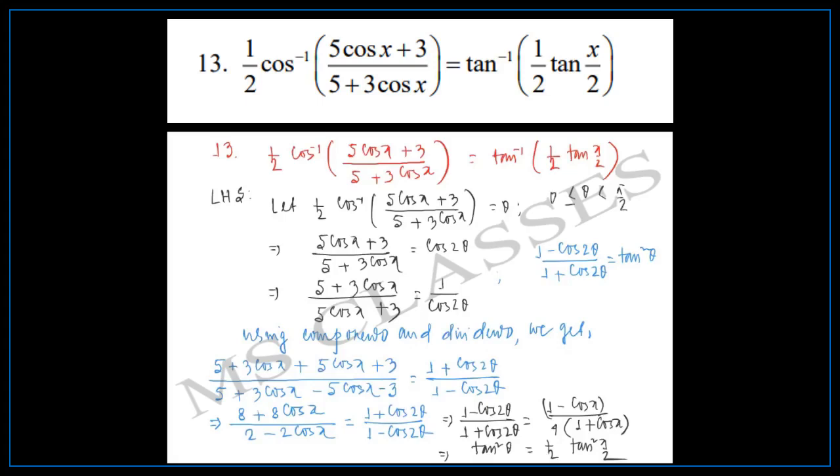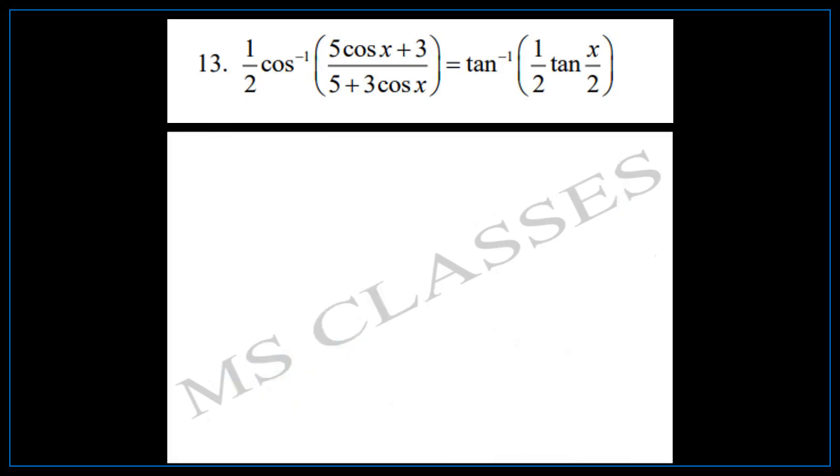Why? Since it is cos inverse, it can give us values from 0 to pi. But if pi by 2 is there, it will give us values from 0 to pi by 2. Now in 0 to pi by 2, this is a positive number, so this must also be positive. From this we can know that tan theta equals half of tan x by 2. So from this, theta is tan inverse of half of tan x by 2.